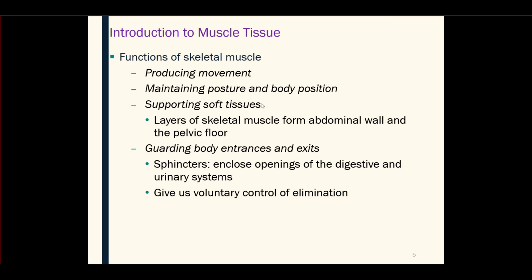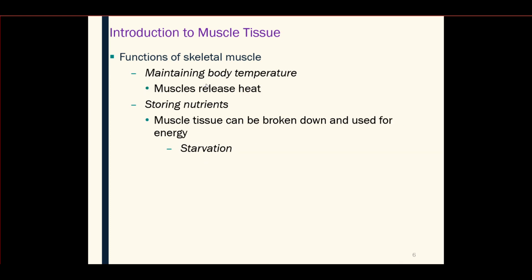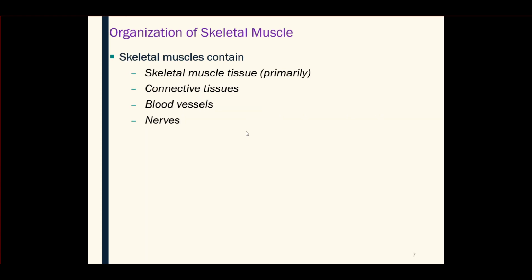Okay, so these are the important functions. Again, produce movement when we're moving, maintaining posture and body position, acting as a supporting tissue. Again, the good examples are the abdominal wall in the front of your abdomen and the pelvic floor. They can act as sphincters, maintain body heat or produce heat. And then again, we don't really want this one, but we can break down muscle to use it as a source of energy.